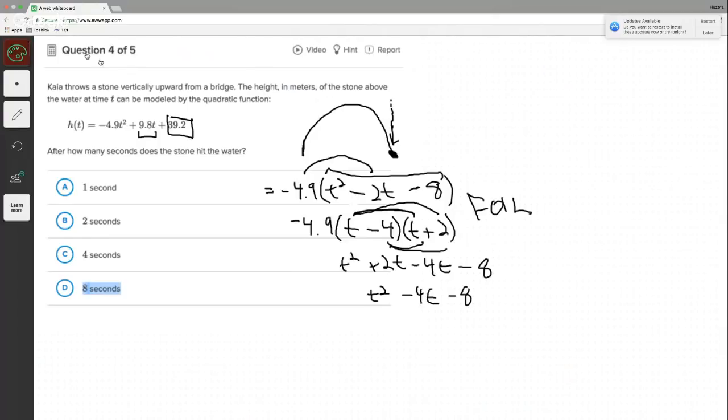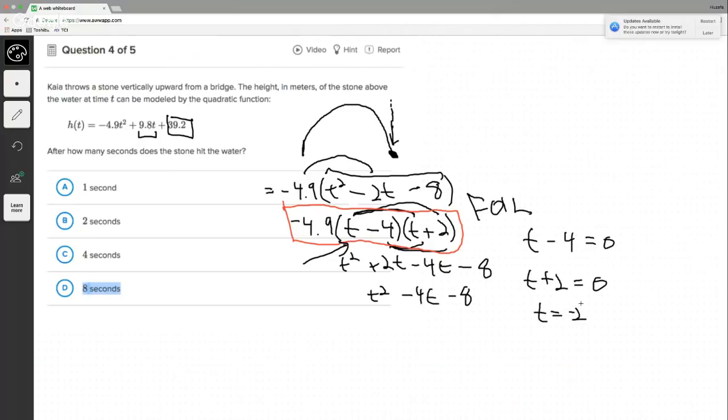So let's go back to this. This is our magic equation, because now we can find our zeros. Our zeros are where t minus 4 equals 0, because that would zero the entire thing out, or where t plus 2 equals 0. T plus 2 becomes t equals negative 2. Negative 2 seconds doesn't really make sense. Here t equals 4 if we add 4 to both sides. 4 seconds, that makes sense. C should be our answer.